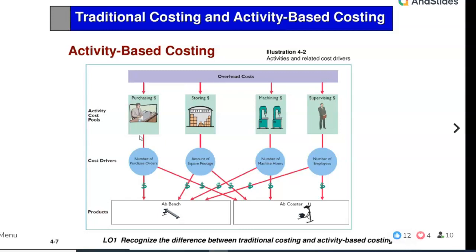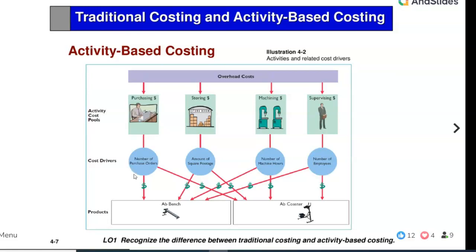Then I go back to purchasing and I say, okay, what drives the cost in purchasing? Well, it's the number of purchase orders. We're ordering so many parts for this product, so many parts for that product over there. Every time I initiate a purchase order, I have to send that order to a supplier, get the supplier to deliver it, then I have to receive it and make sure it's all hunky-dory.